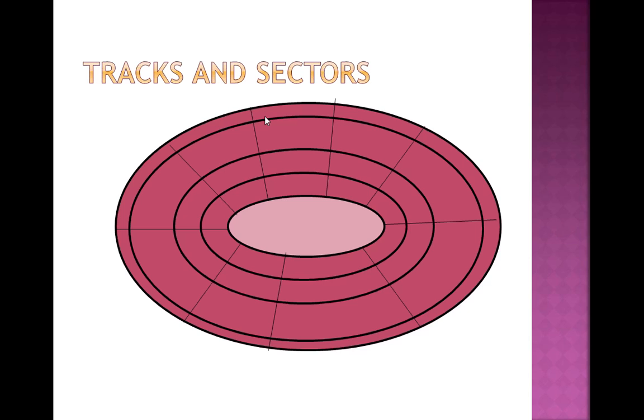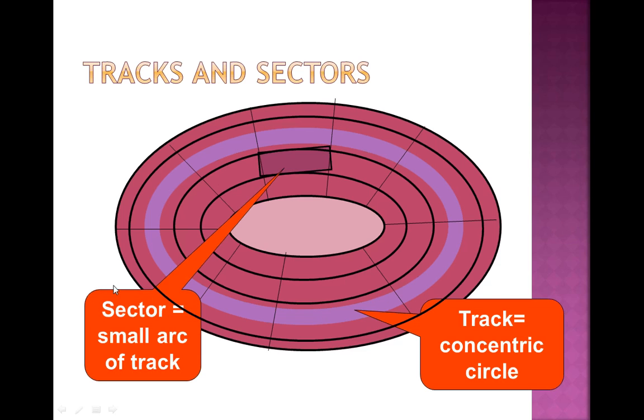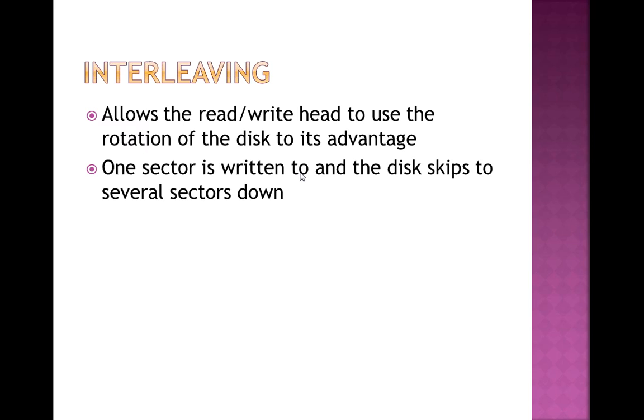These are the tracks and the sectors. These are the tracks, that is, concentric circles. These are the sectors, that is, small arcs of the track. Each sector can store a maximum of 512 bytes.